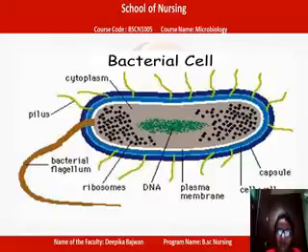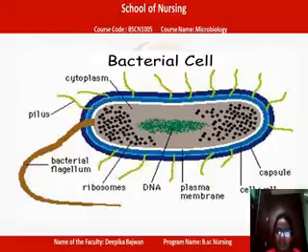So here you can see the outer layer which is present in the dark blue color. This is the outermost layer of the bacteria, and this structure is known as the capsule. So the outermost layer is the capsule.